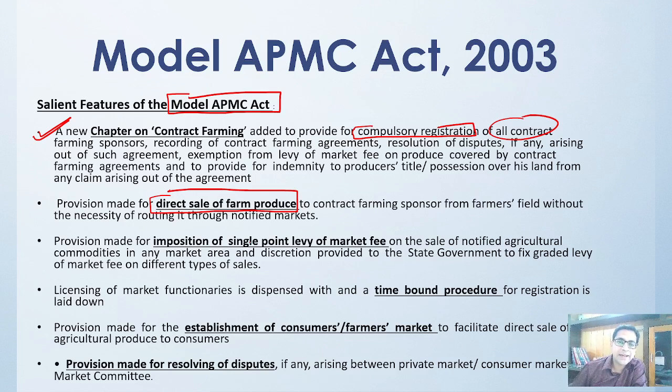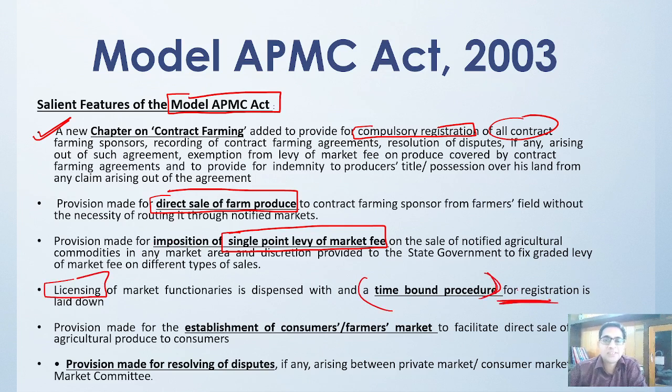Okay, and then there is only a single point levy of market fees. If you are selling any notified agriculture commodity, there will be only a single market fee. It is not like that wherever you go you have to pay a fee every time. No, you pay a single fee, and then you enter the market, and no other fees are required from you. Okay, and then the licensing has to be done in a time bound manner.